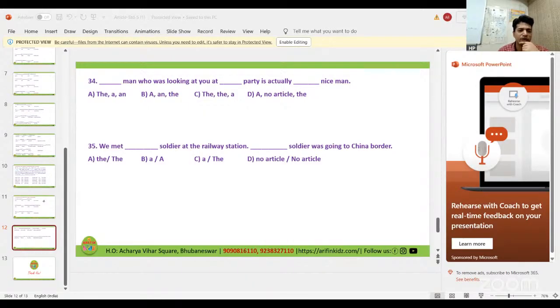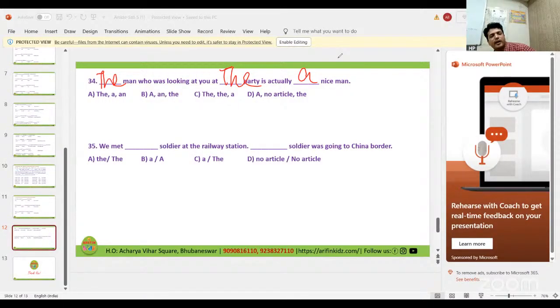Now, if you look at this question, it's very simple to answer. We want to pinpoint one particular person, the man. We're talking about a specific person, the man who was looking at you, one particular man at a particular party, who is actually a nice man. So we are trying to define him with a particular category.